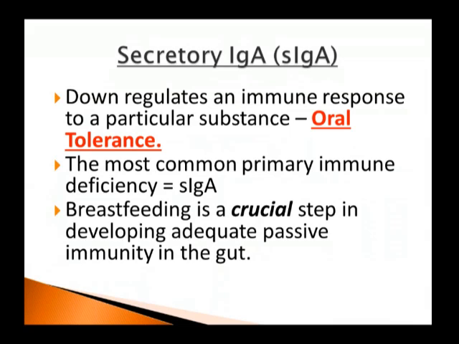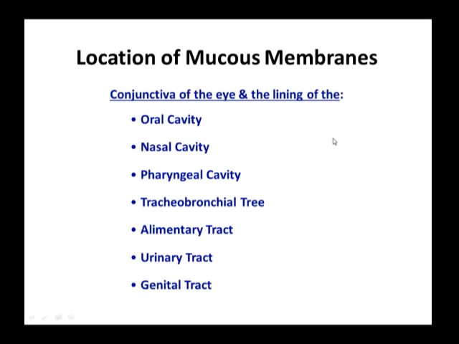Breastfeeding is critically important for helping to develop adequate passive immunity in the digestive tract, and is one of those early things that should be done to help promote the overall immune response in the gut, along with the Secretory IgA.